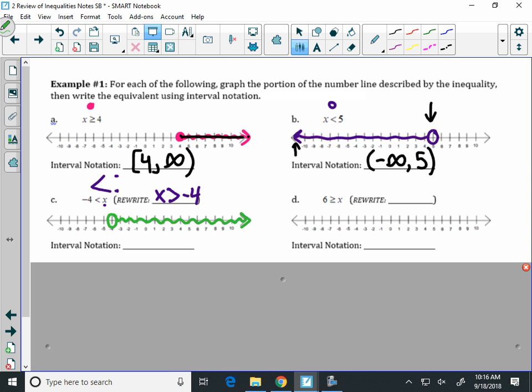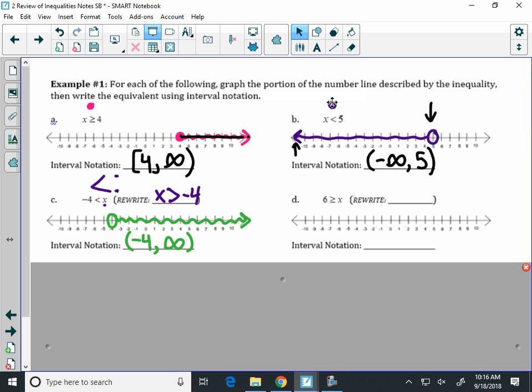Now writing your interval here, I have an open dot at negative 4. Negative 4 is on the left. Open dot means I get a parenthesis. And then the arrow on the right means you are going to positive infinity, which also gets a parenthesis.